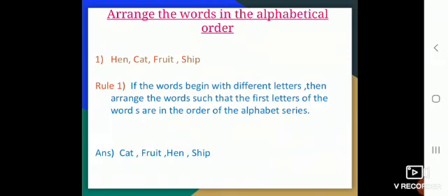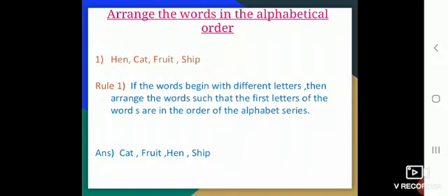Now we again have to arrange them in an alphabetical order. So for this we have to follow one rule, right? Rule number 1 is: if the words begin with different letters, then arrange the words such that the first letters of the words are in the order of the alphabet. Okay. So what are the first letters in this example?